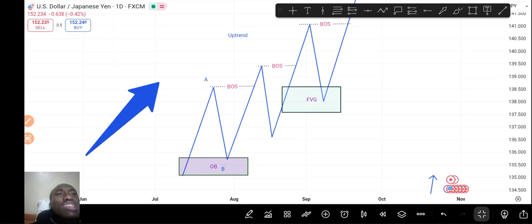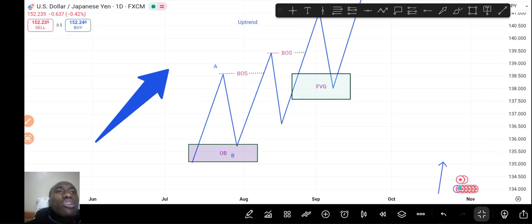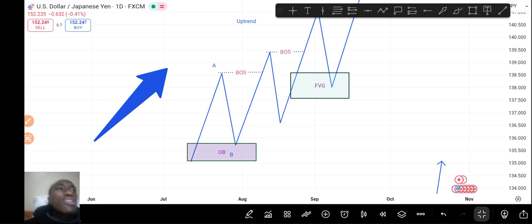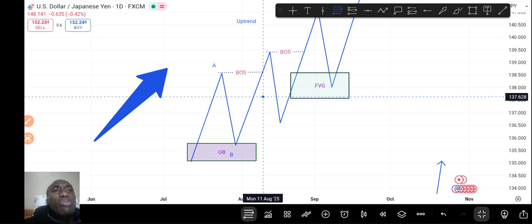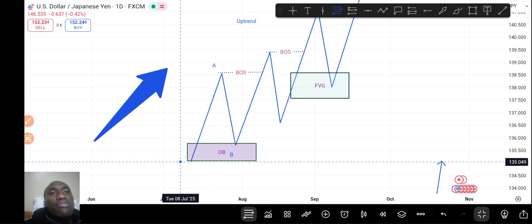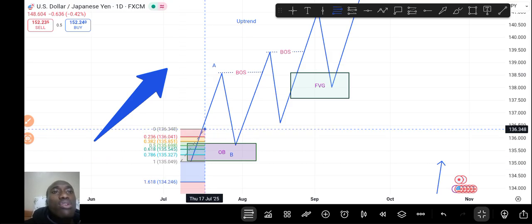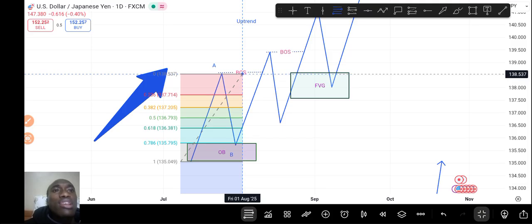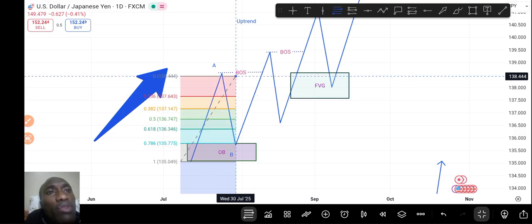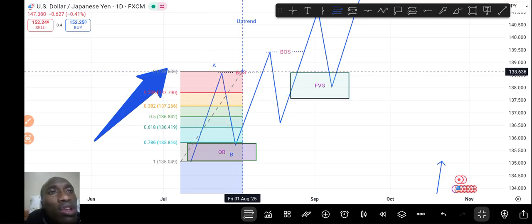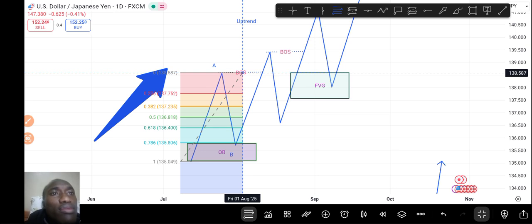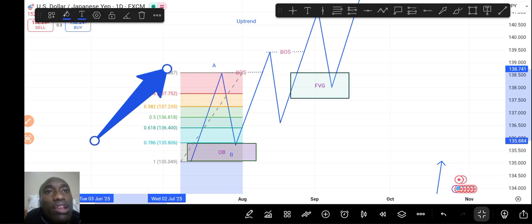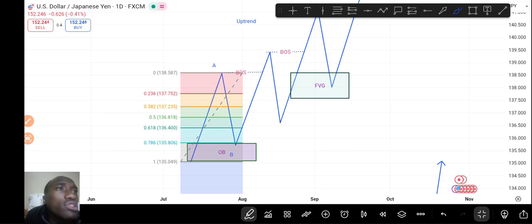But there's another thing. Sometimes the price can fail to tap into an FVG or an order block. And what happens if our price began? This is our last higher low, and then this is our higher high, and then the price retraces to below 50. If you are seeing 50 here, let me show you.